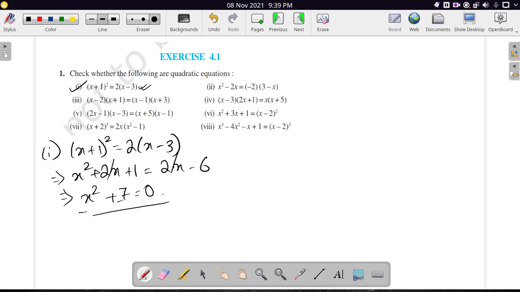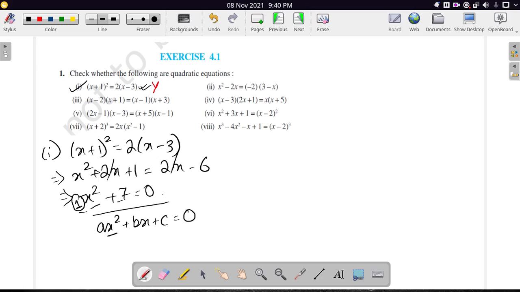So when we simplify this equation, it comes out to be this. We know that the general form of a quadratic equation must have the leading coefficient with the variable x square. The leading coefficient over here is 1, and x square is there. For an equation to be quadratic, the x square term has to be there. So this is a quadratic equation. We'll write yes over here.